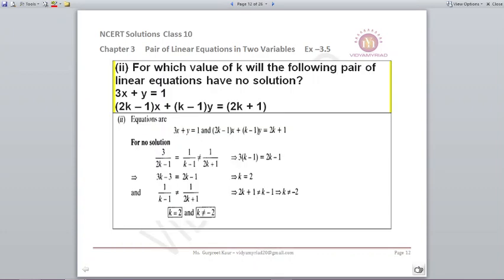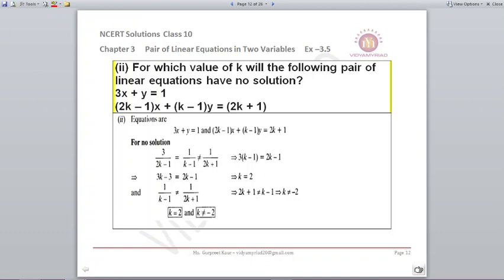For which value of k will the following pair of linear equations have no solutions? Now the criteria for no solution is A1 upon A2 is equal to B1 upon B2 is not equal to C1 upon C2. So what is A1 upon A2? 3 upon 2k minus 1. B1 upon B2 is 1 upon k minus 1. And C1 upon C2 is 1 upon 2k plus 1.